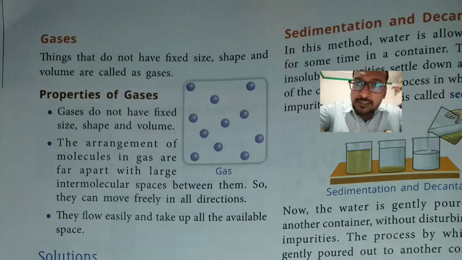What is intermolecular space? The space between two molecules. That is the intermolecular space. So they can move freely in all directions. So gases are very free to move. They flow easily, take up all the available space.